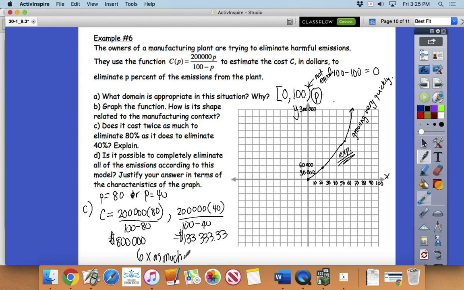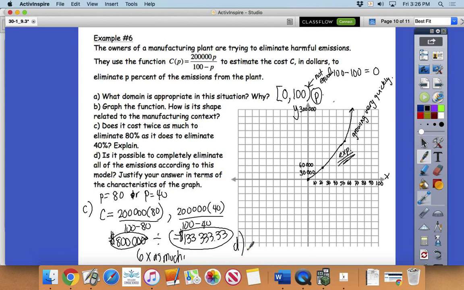So how I did that is I took this number here and divided by this number. I divided the cost when P is 80 by the cost when P is 40, and I got approximately 6 times more. So when it's exponential growth, it's not linear. It would only be twice as much if it was a linear function. Exponential functions grow very quickly, so we can expect that the cost would be way more as we try to decrease the emissions from a plant.